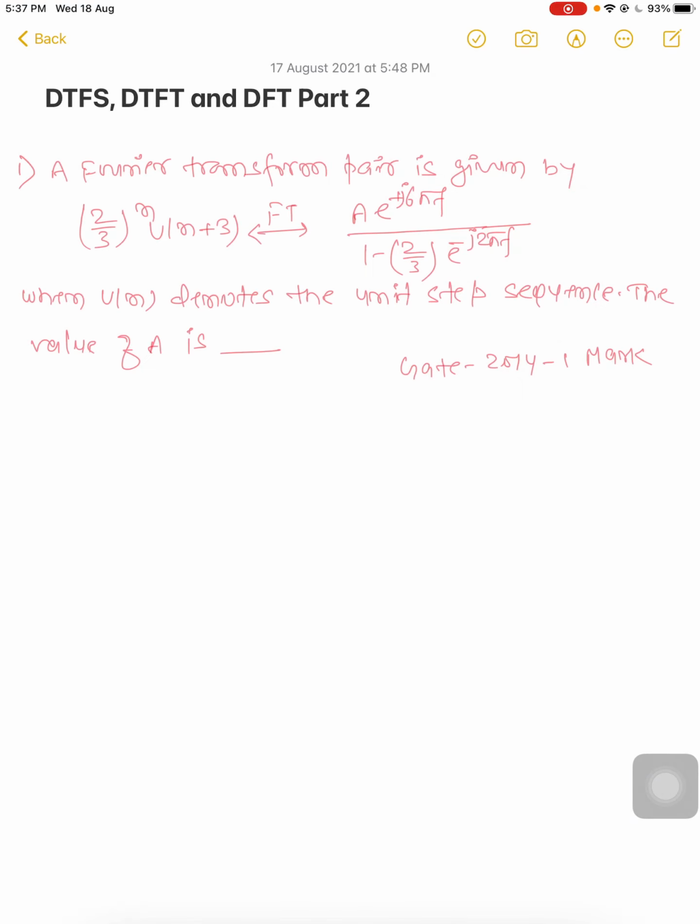In this video, I will discuss DTFS, DTFT and DFT, which are asked in GATE 2004 to GATE 2021. Okay, now let's start the first question.